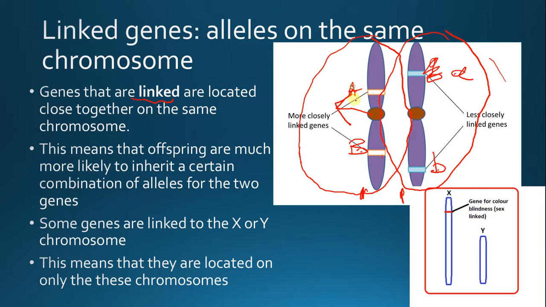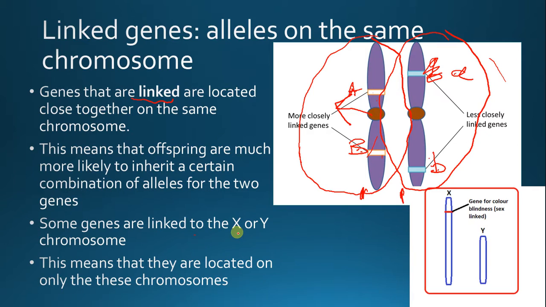So it's more likely to have them both dominant A and dominant B, and it's very unlikely to have a dominant A and a recessive B, because here those alleles are on separate chromosomes. It means that offspring are much more likely to inherit a certain combination, all dominant or all recessive, than for the other two genes, so one dominant and one recessive. That's why linked genes are important. They say something about the probability of inheriting different alleles together.